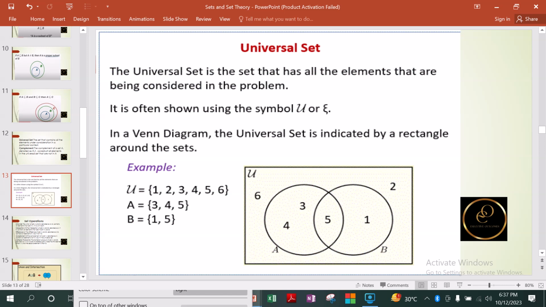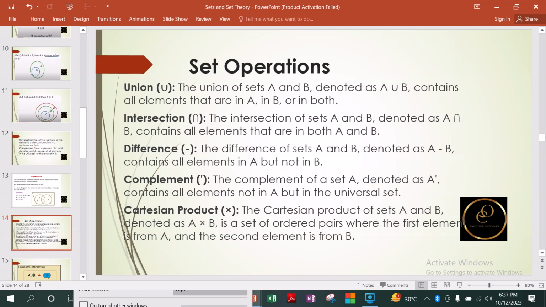As demonstrated here, in this case, all the elements under consideration are 1, 2, 3, through up to 6. Then you have A. Set A has only 3, 4, and 5, whereas set B has only 5 and 1. Of course, we can start talking about complements of a set here. We can talk about intersection of a set. We'll look at that in due course. So here we are.